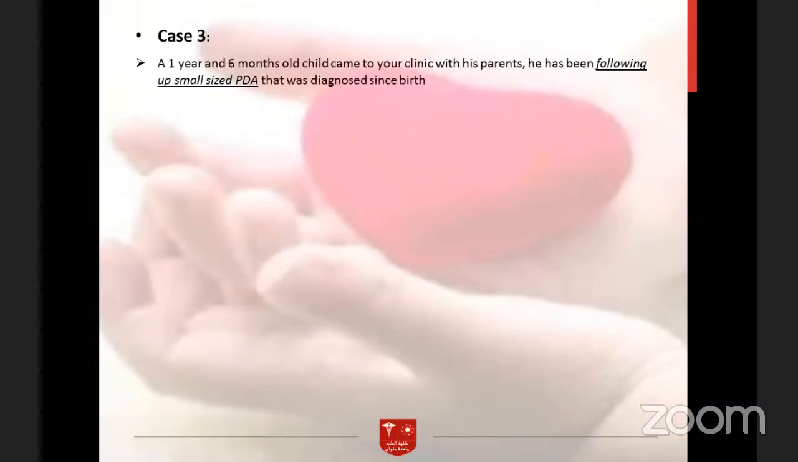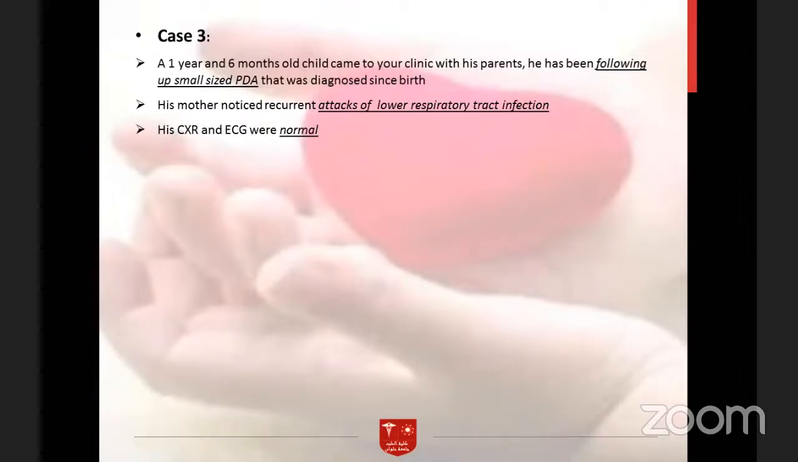Third case scenario: a 1 year, 6-month-old child came to your clinic with his parents. He has been following up for a small size PDA that was diagnosed since birth. His mother noticed recurrent attacks of lower respiratory tract infection. His chest X-ray and ECG were almost normal.